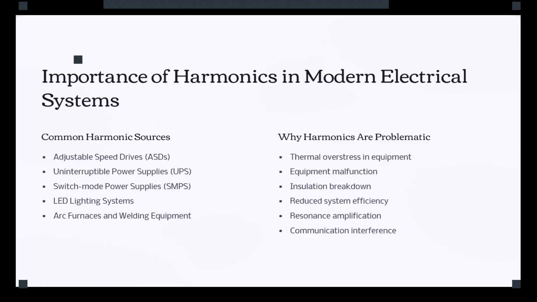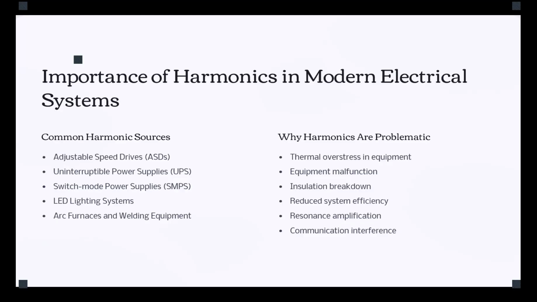Now, there are some important concepts when we talk about the significance of the harmonics in modern electrical systems. For example, the harmonics today are more important because modern electrical systems use many nonlinear loads. Unlike the old devices that used electricity in a smooth and predictable way, the new technology like computers or LED lights or variable speed drives pulls the current in very sharp, irregular bursts, which creates the harmonics in the signal.